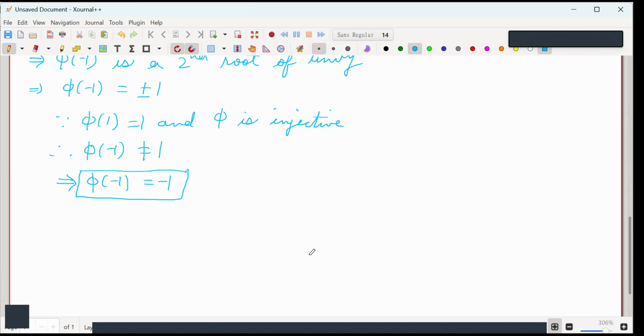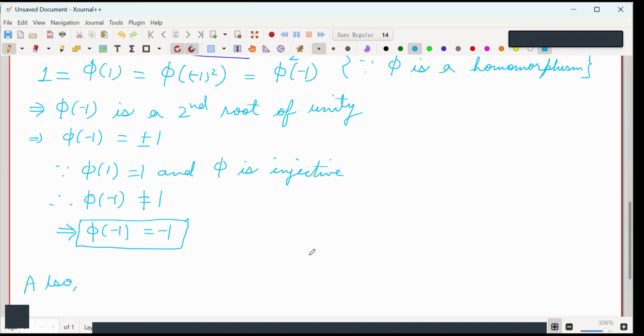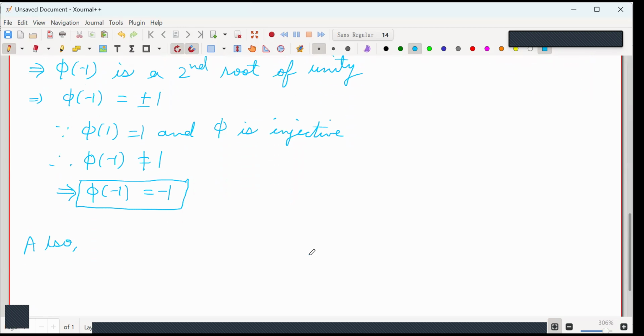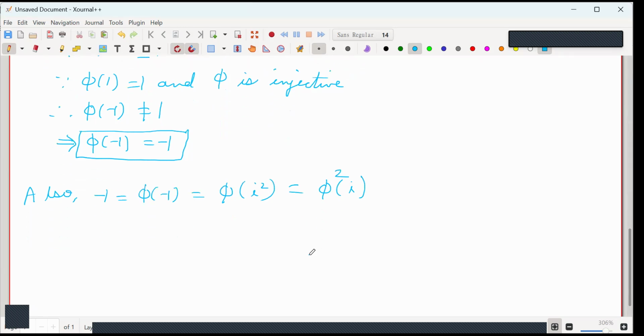Now let's start doing the same thing by taking minus 1 in the beginning. So here we started with 1. Now we will start with minus 1. So minus 1 is phi of minus 1, which is phi of i square, right? This is phi of i whole square. Clear?